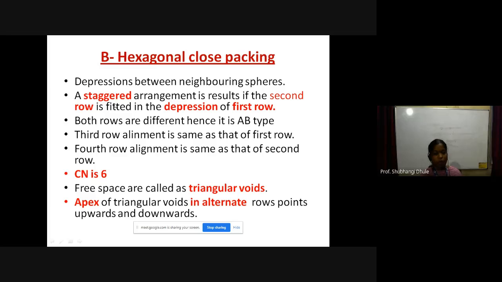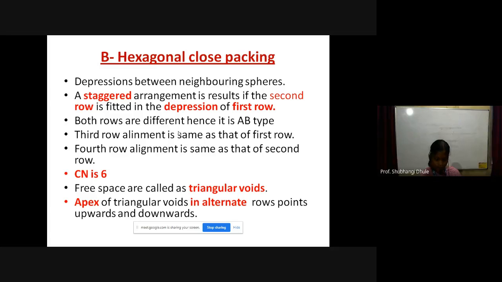So the staggered arrangement results if the second row is fitted in the depression of the first row, and here both the rows are different, hence they are called AB type of row. Now the third row alignment is the same as that of the first row, hence it is called ABA pattern, or the fourth row alignment is the same as that of the second row. So the pattern here is ABAB, or we can call it AB type of arrangement. Coordination number is 6 here.